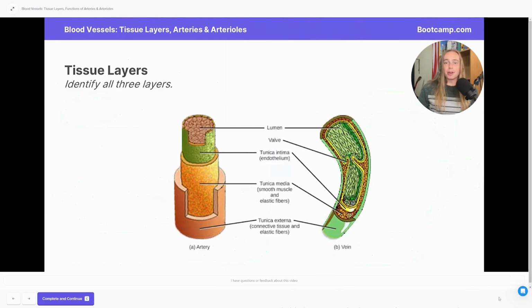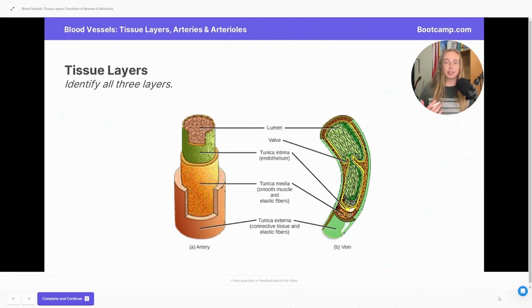Great, so right off the bat, we should notice that the layering of arteries and veins is going to be the same. We start out with a lumen in the center, we have tunica intima next, after that we have our tunica media, and finally we have tunica externa. Some differences you may have noticed are that veins utilize valves while arteries do not, and arteries have a much thicker tunica media than veins do.